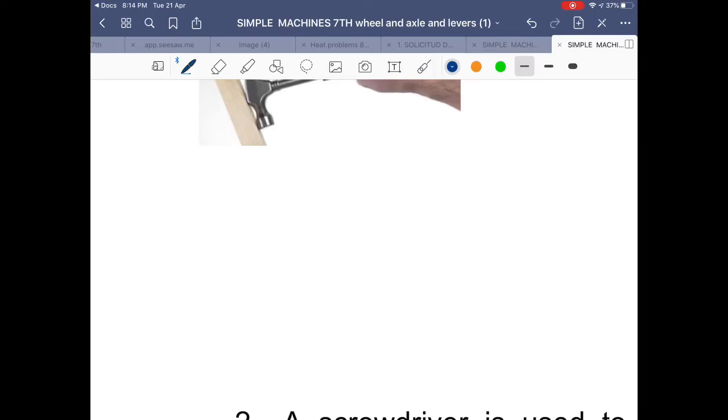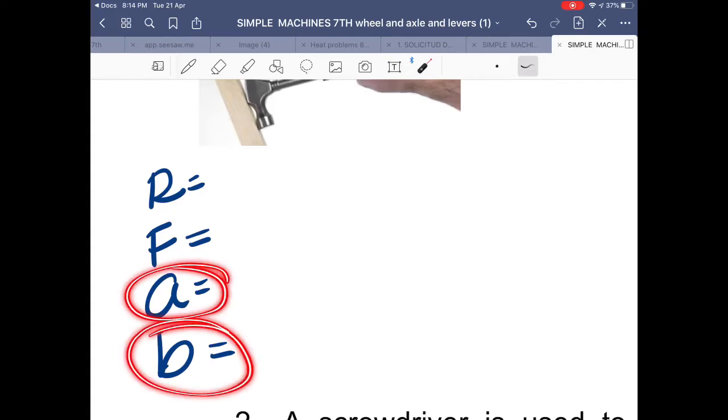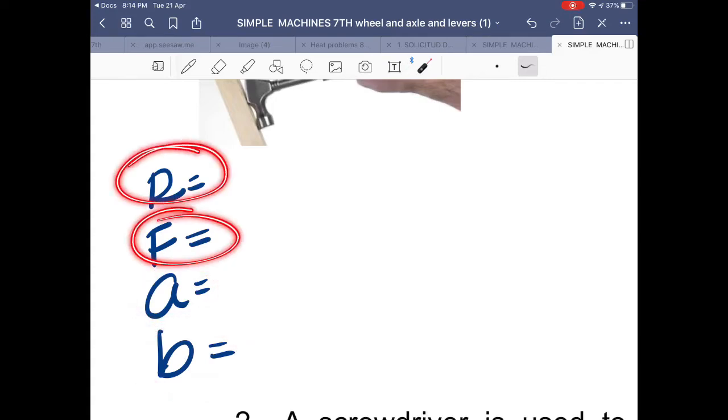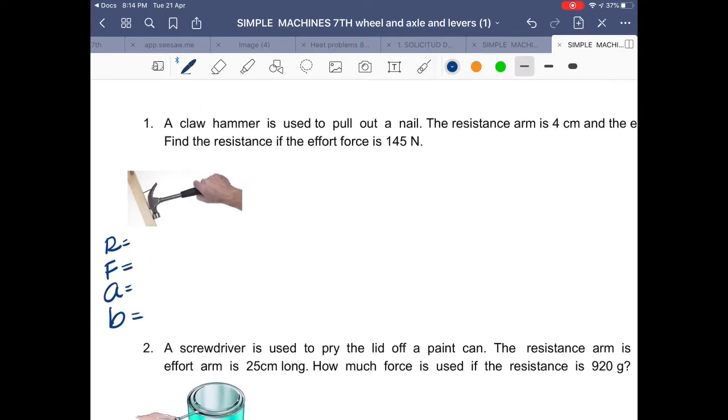In all of our simple machines problems, we've learned that we always have resistance and force. And if you remember, in the inclined planes, we have length and height. And now in this one, we'll have A and B. Another tip for you guys to remember the A and B's is that in alphabetical order, A goes before B. So F goes before R. So A goes with F and B goes with R. Okay, I hope it helps you. These are the PAME tips. I'm joking.